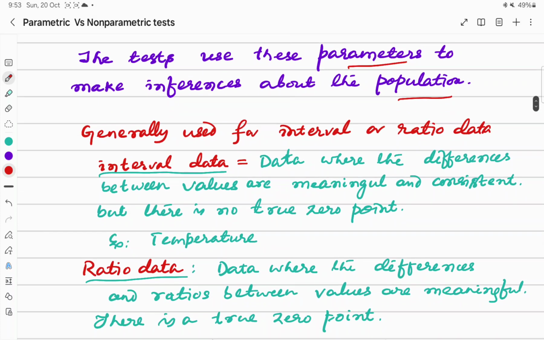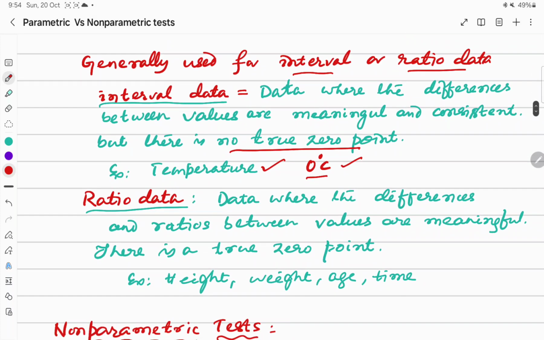So they are generally used for interval data and ratio data. For knowing the different types of data, you can refer to our earlier class on types of data. So interval data is the data where the differences between values are meaningful and consistent, but there is no true 0 point. No true 0 point means if the data is 0 degrees Celsius, that means 0 degrees Celsius is also a temperature. So we cannot rule out that 0 is there. 0 degrees Celsius is also a useful data.